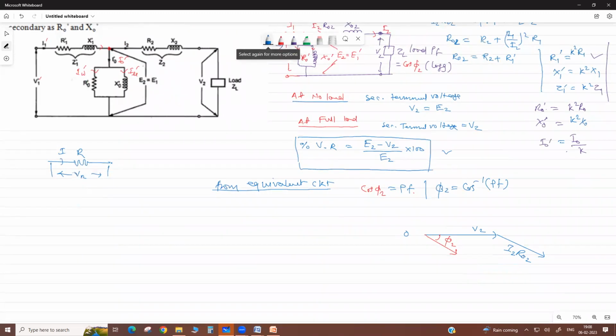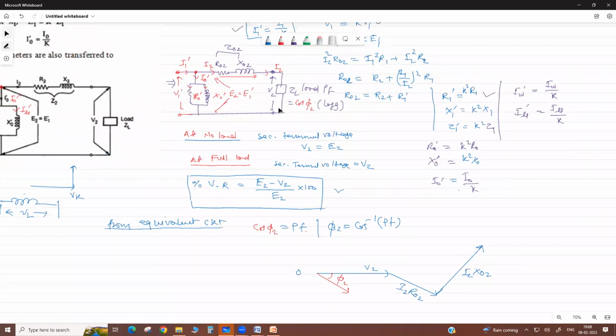Similarly, suppose there is a reactance. The drop in the inductive reactance is perpendicular to the voltage drop. Like here we write VR, then VL is like this, perpendicular to the current. So it makes a 90 degree angle, this reactance drop. This is your I2 X02, the total reactance drop. Any doubt, please?